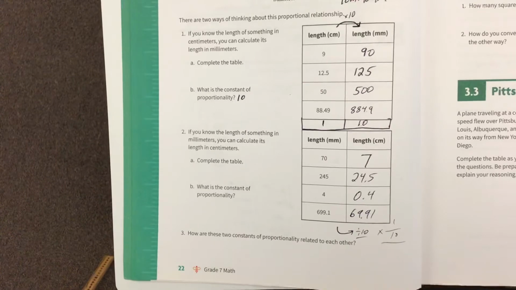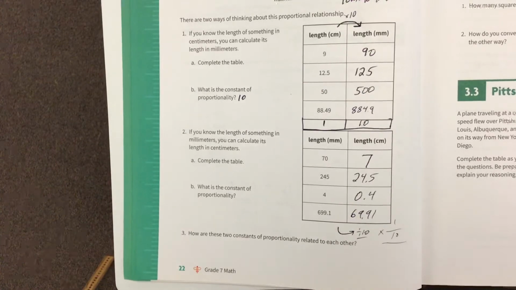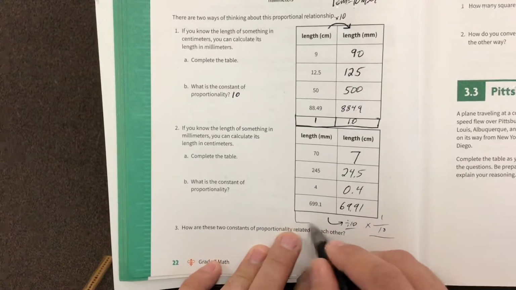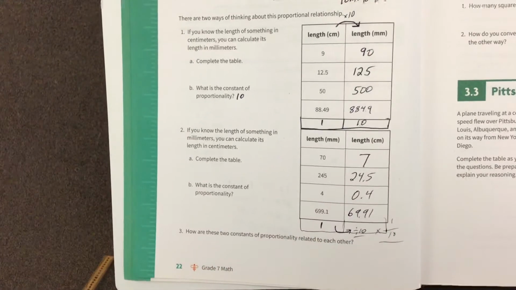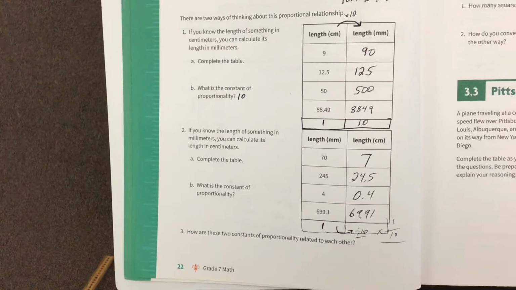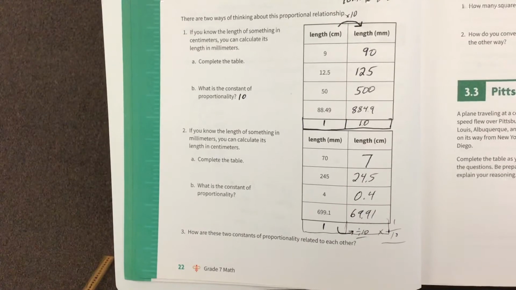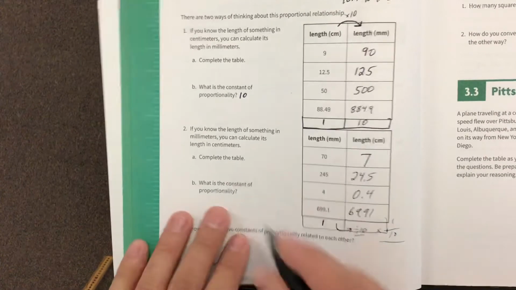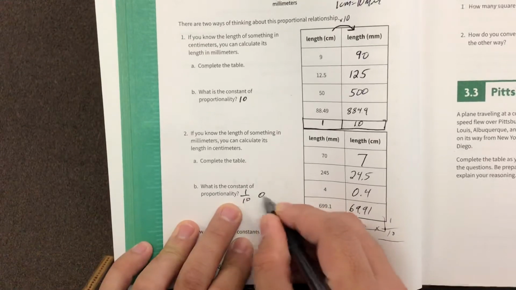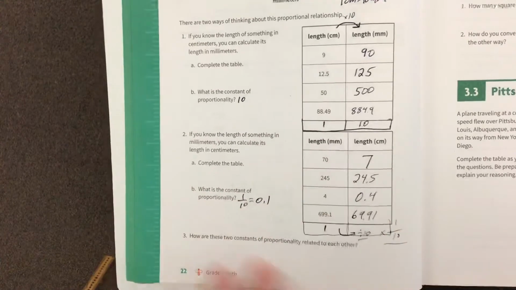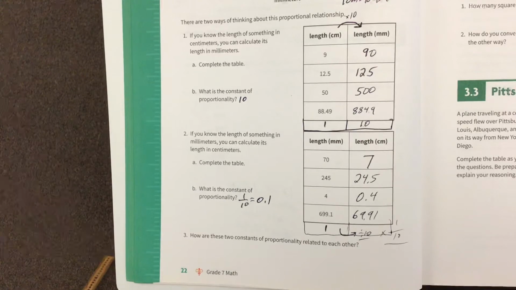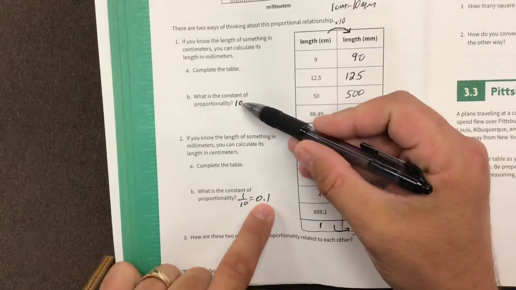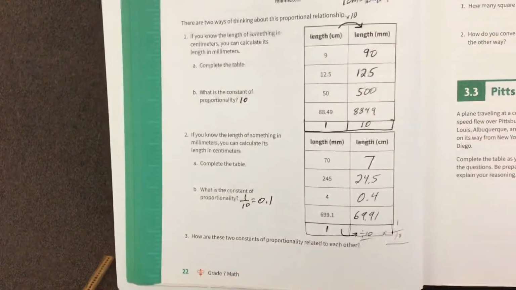So what is the constant of proportionality? If I would have a 1 here, what number would you put to the right of it? Faith? 1/10. And I don't care if you write it as a decimal or a fraction. It is 1/10. Question number 3, raise your hand if you know how these two things are related to each other.